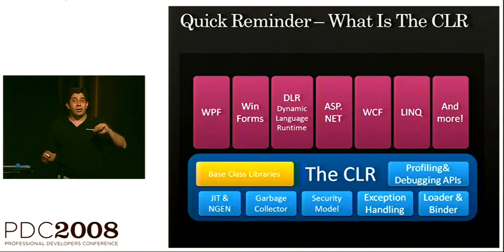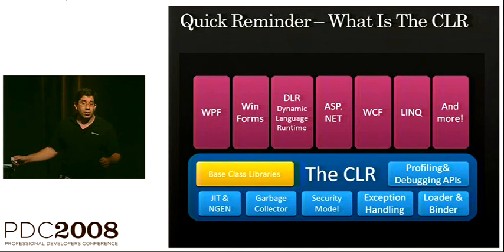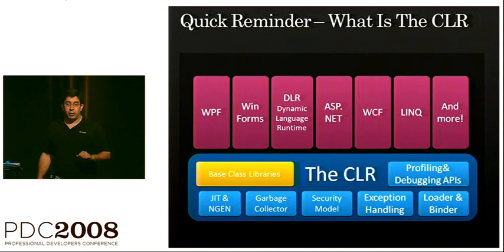We are the bottom, the basement, the foundation, the crawl space, however you want to look at it. And other people build on top of us. So WPF, they build on top of us. WinForms, the dynamic language runtime, ASP.NET, they're all built on top of us. We build things like the JIT, the just-in-time compiler, the security model, the garbage collector, profiling and debugging APIs. The main libraries that we build are just the base class libraries, the stuff everybody else builds on top of.